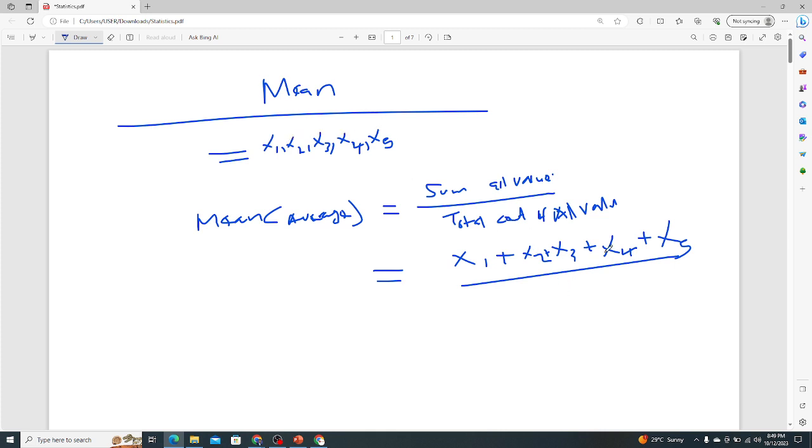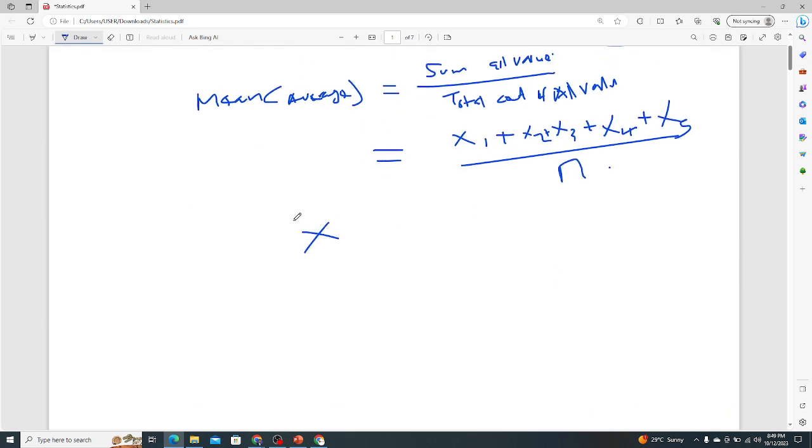Okay, so the count, we say that the count is n, the sample size. So divide by n. So basically x bar will be equal to this.